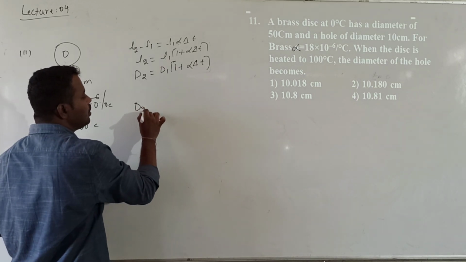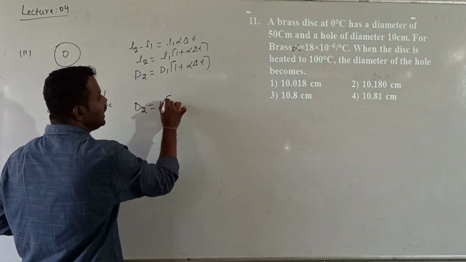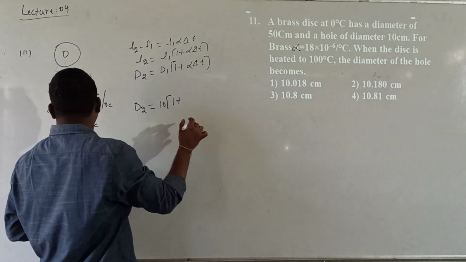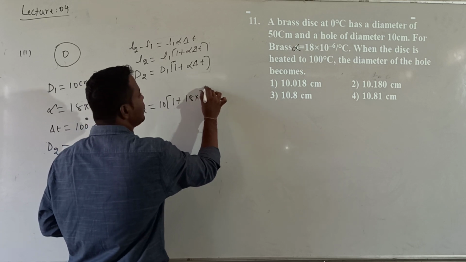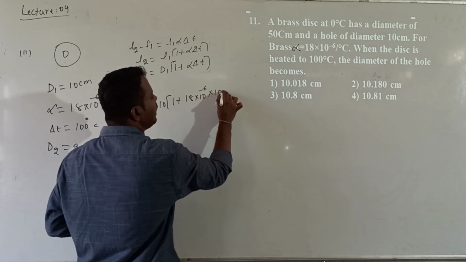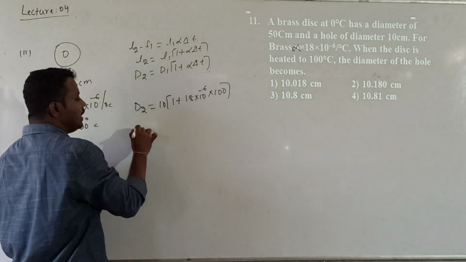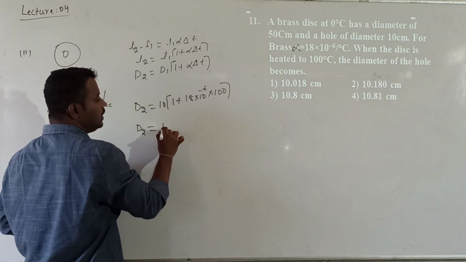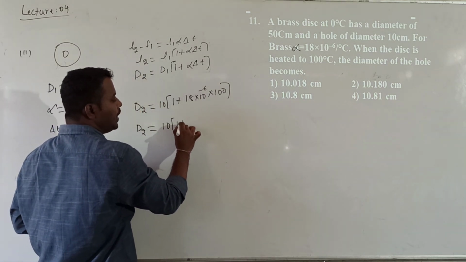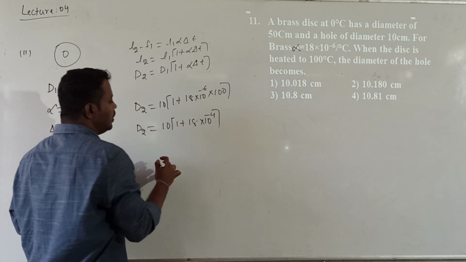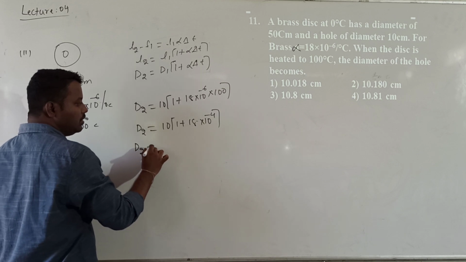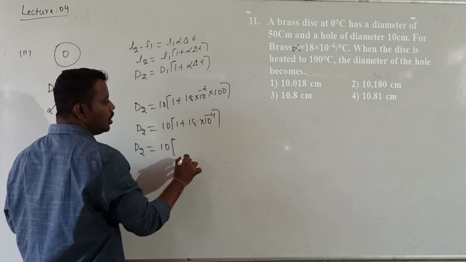So D2 is equal to D1, value 10, into 1 plus alpha, value 18 into 10 power of minus 6, into delta T, given by 100. So what I get as the answer for D2 is equal to 10 into 1 plus 18 into 10 power of minus 4.